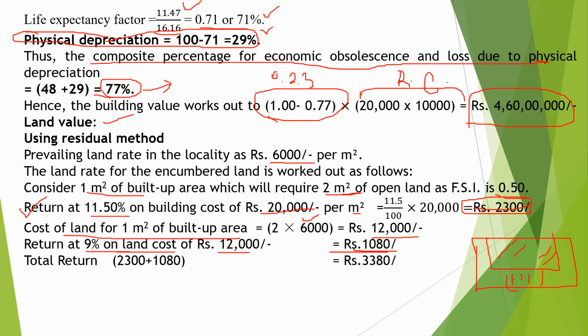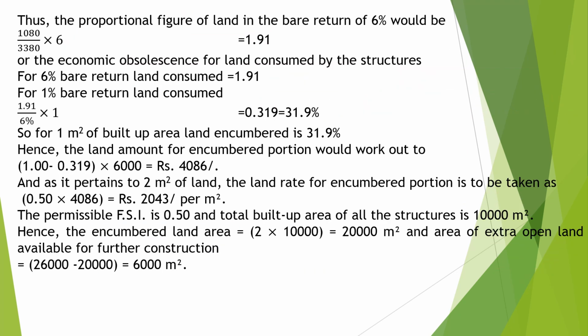So the total return is 2,300 on the building cost, and from the land 1,080. So this is the return from the building, and this is the return from the land. The total return will be 2,300 plus 1,080, which is 3,380. Now we will see how we calculate economic obsolescence for the land part.